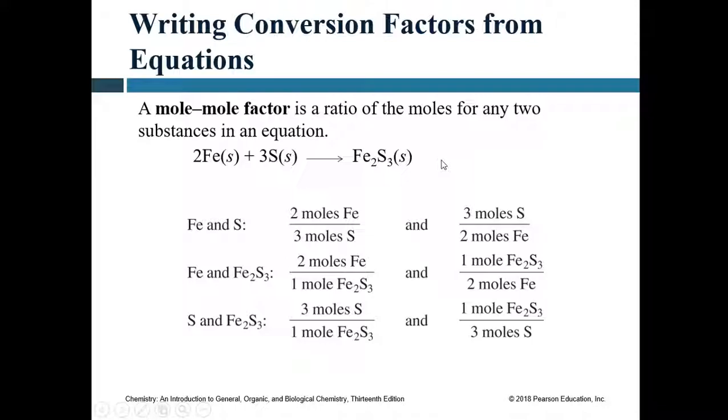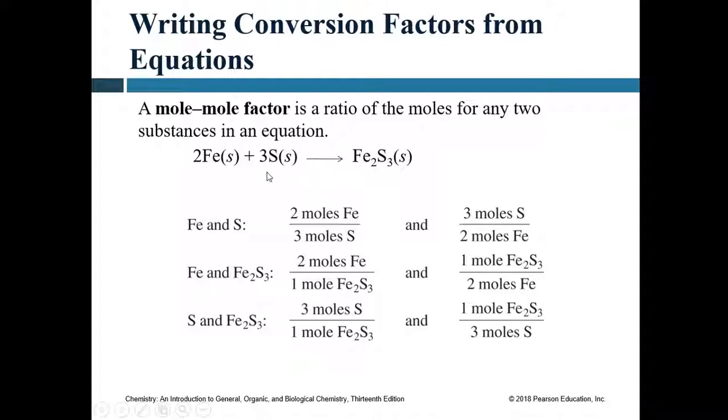Our mole-to-mole factor is a ratio of the moles for any 2 substances in that particular equation. So if we need a ratio between iron and sulfur, it is 2 moles of iron to 3 moles of sulfur. Or we could have inverted it, and we could have said 3 moles of sulfur to 2 moles of iron. And you go, well, which one do you want? Well, it depends on what they're asking for in the equation. And then you're going to, of course, set it up so that the labels cancel out. But if we had needed a relationship between iron and iron(III) sulfide, well, the number in front of the iron is 2 moles of iron to 1 mole of iron(III) sulfide, or we could have inverted it and put the 1 mole of iron(III) sulfide on top and the 2 moles of iron on the bottom.